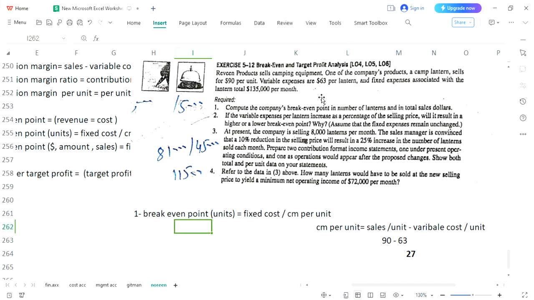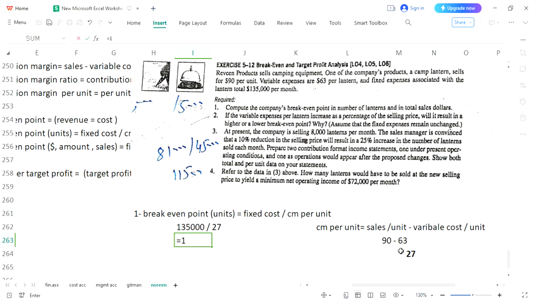So it's time to calculate your break even point in terms of units. You need to have fixed costs. Come over here. Fixed expenses with Lantern is 135,000. So you will put 135,000 and divide it by what? CM per unit, and this is the 27 CM per unit you have recently calculated. Put it over here. Statement completed.